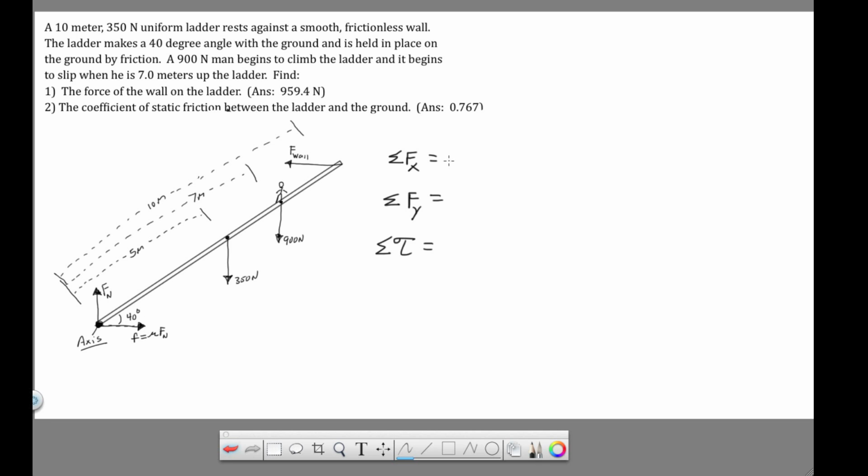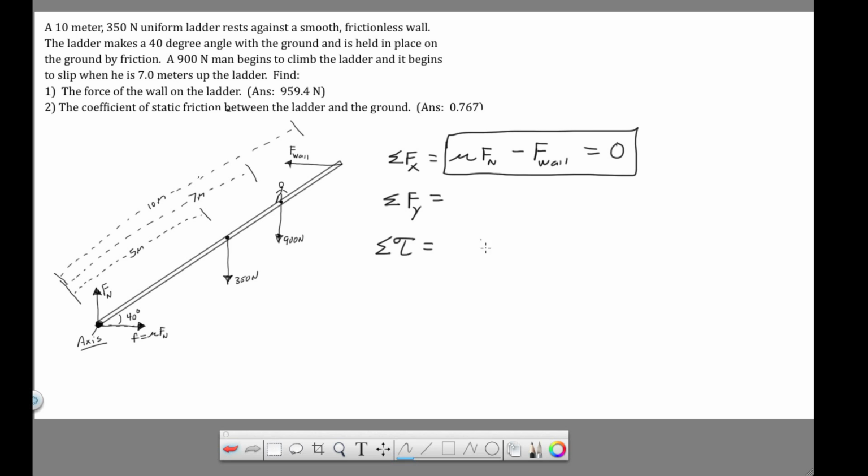So in the x direction, we have friction, which is coefficient times normal force. That's the equation for friction. And then minus the force of the wall. Sum of the forces always equals ma, but there is no acceleration in the x or the y, so this a goes to 0. So we can just change this to the sum of the forces in the x equals 0.